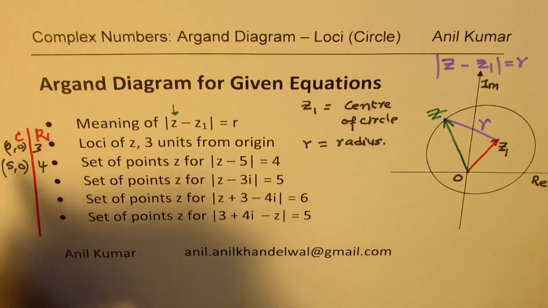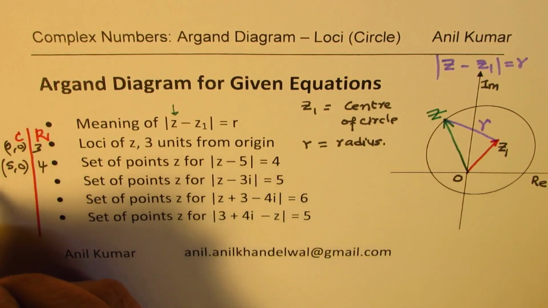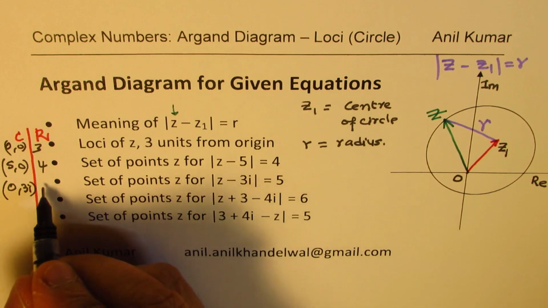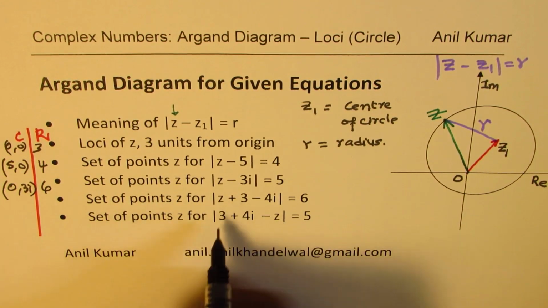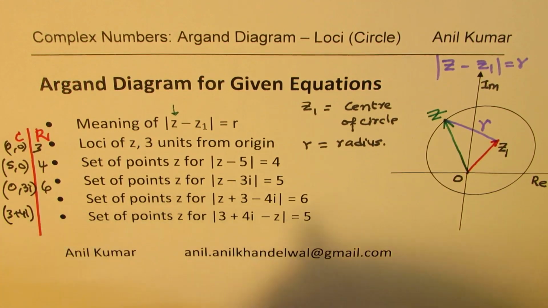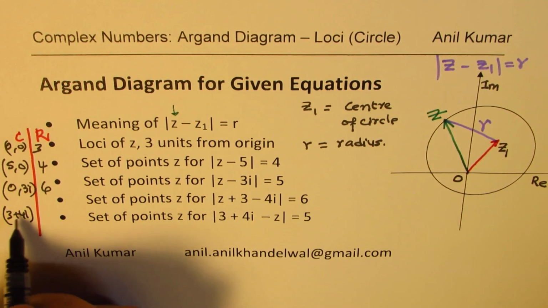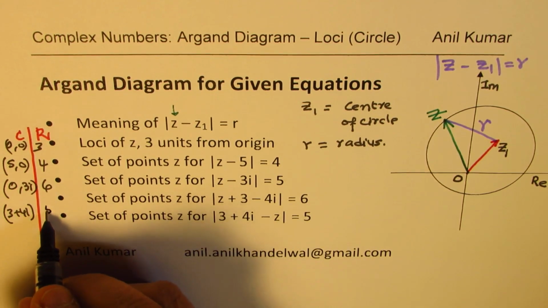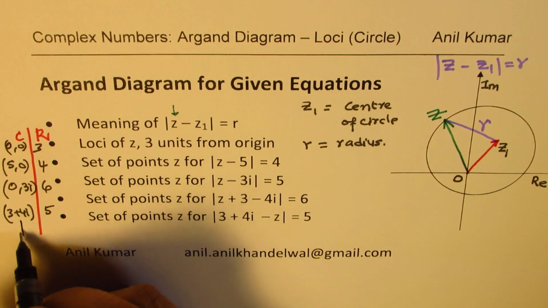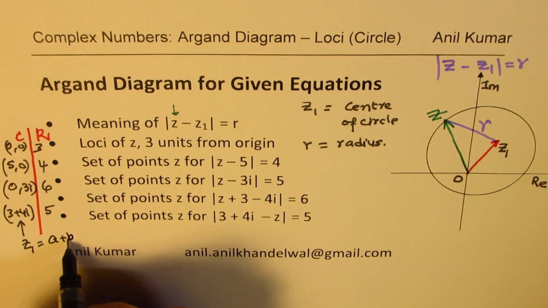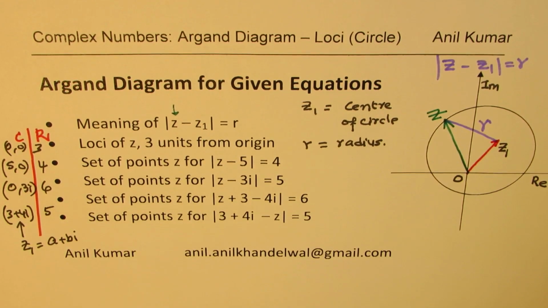For this, the center was at 0, 3i, correct? And the radius was 6 units. And here, the center was at 3 plus 4i. I mean, right, z equals to, I'm writing this as the z value, and the radii was 5 units, correct? So basically, this should have been written in the form z1 equals to a plus bi. I wrote in coordinate form, that's also okay, but that is what it is in short.